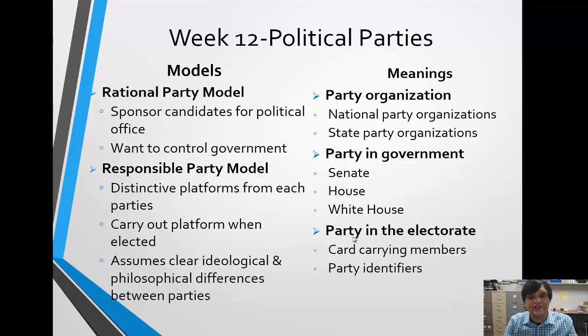And then finally, there's the party and the electorate, and that's all card-carrying members. That's you and me, people in the general public that identify as a Republican or identify as a Democrat, Libertarian, Green Party, what have you. That's the party and the electorate. Political parties are also very active in the electorate, and they rely on the electorate to not only get them elected, but to keep them accountable as well.